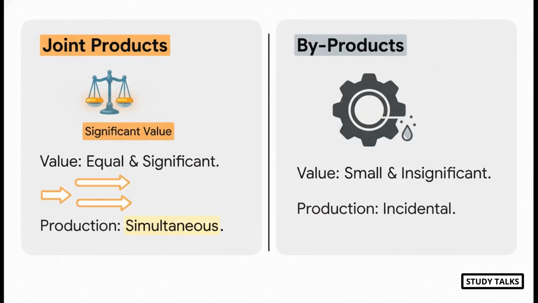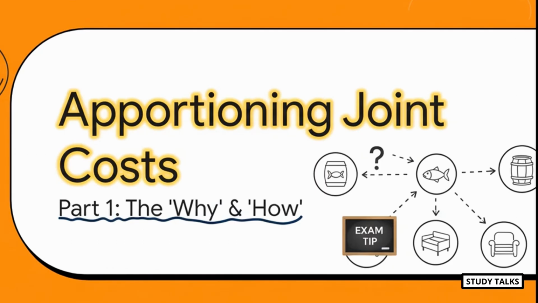So let's just nail this down. Joint products, they have significant value, and you make them at the same time on purpose. Byproducts, they have a small value, and they just kind of happen by accident. Getting this simple difference right is the key to unlocking the whole chapter. All right, so we've got this big bucket of joint costs that we spent before the split-off point. The central problem, the whole reason this chapter exists, is figuring out how do we fairly slice up that cost pie and give a piece to each of the products that came out.